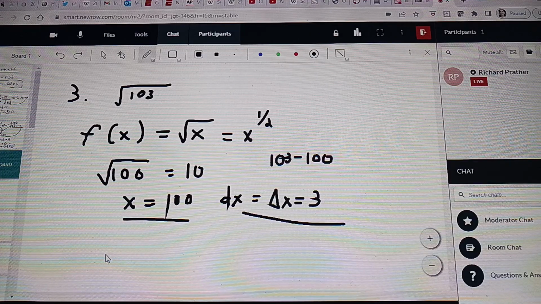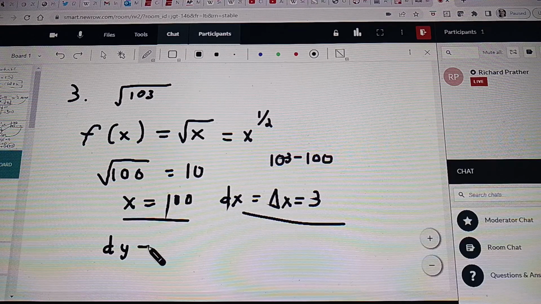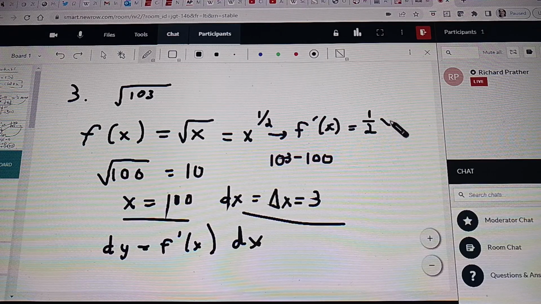And now you're going to do like the first two problems. The change in y, the answer, will be the derivative of x times the change in x. Same idea as problems 1 and 2 once you get to this point. So what would be the derivative of x if my original function is x to the 1/2? It would be 1/2 x to the 1/2 minus 1, or negative 1/2.